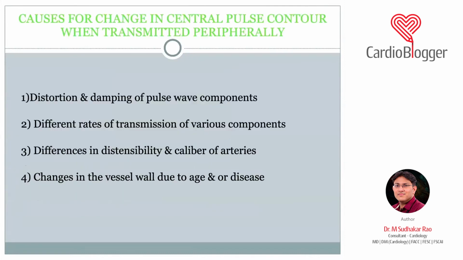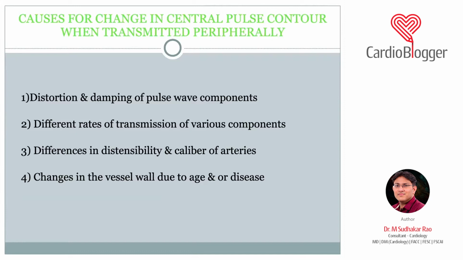Now, why is there so much difference between the central arteries and the peripheral arteries? There are a few mechanisms. One most important is the distortion and the damping of the pulse wave components. There is a different rate of transmission of various components. As we go to the periphery, the transmission is different. Also, the distensibility, the elasticity and the caliber of the artery is very small as compared to the central arteries.